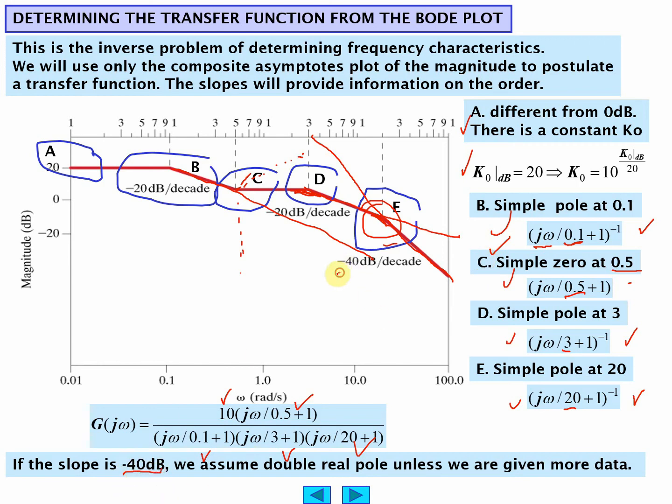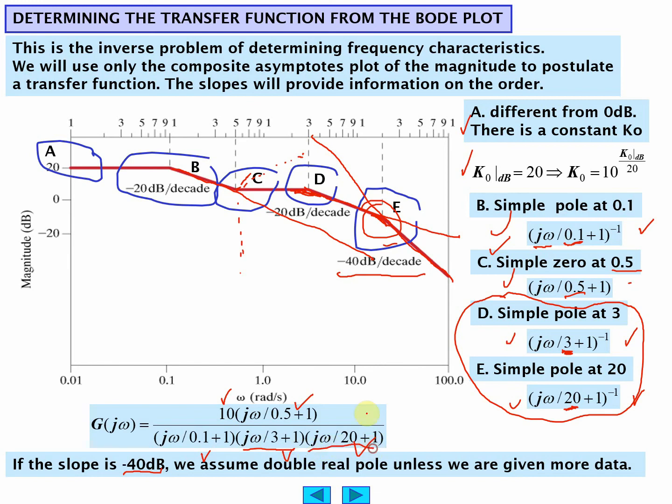Here, the slope is -40. What this is telling us might be one of two things, and it's the first thing I'm going to talk about. Is the last two poles. They don't have the same root, so it's just the product of the two.